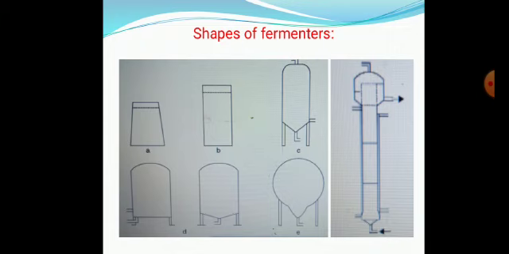Basically, A, what is labeled there, is called the barrel type of fermenter. B is called the vat type of fermenter. C is called the cylindro-conical fermenter. And D, two types of D are there. They are also called cylindrical fermenters. And E is called the spherico-conical fermenter.